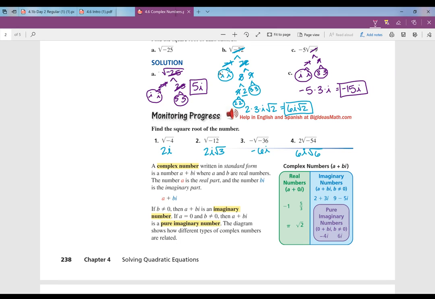All right, so here are the answers to those monitoring progress questions. So pause your video, check and make sure you got those correct.